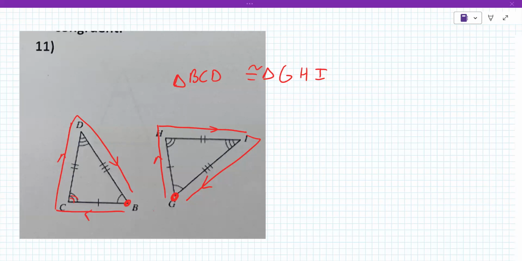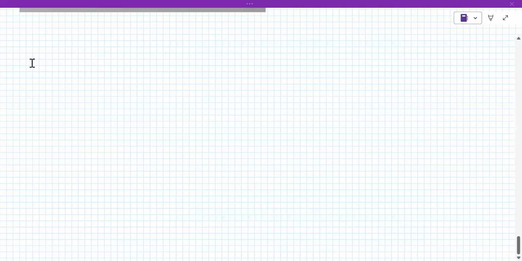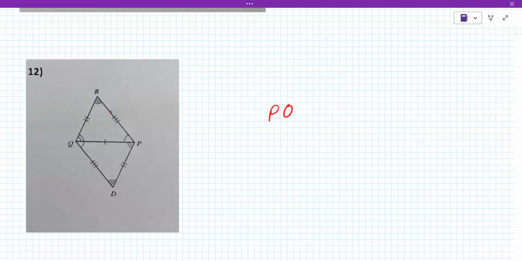The next one, is it PQR and then QPD? I'm just getting it written down. So again, it's a path: P to Q to R. That looks good. And then QPD. Yes, those are good. Got it.